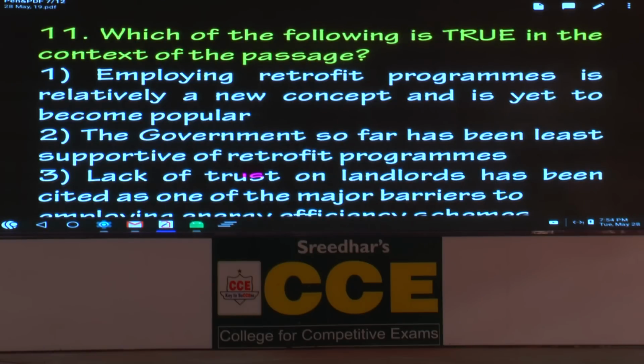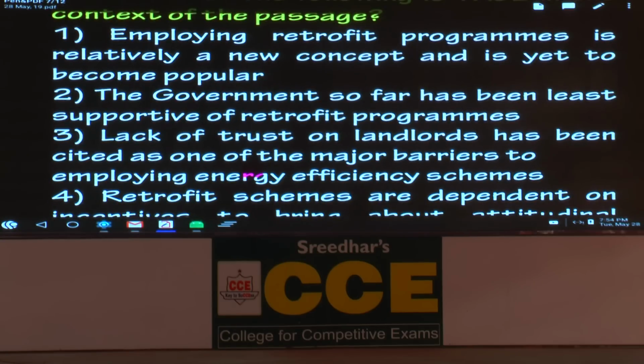Now, which of the following is true in the context of the passage? Employing retrofit programs is relatively a new concept and is yet to become popular. Has it been mentioned anywhere in the passage? I don't think so. Are you guys listening? I will repeat the question. Has it been mentioned anywhere in the passage?